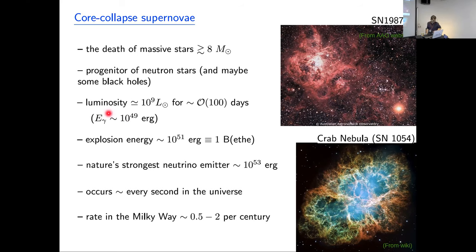And the traditional unit in our community is called one Bethe. And that is still only 1% of the total energy being emitted, and over 99% of the energy produced in such a collapse event is carried away by neutrinos. So you can consider a core collapse supernova as the nature's strongest neutrino emitter. And in terms of the occurrence frequency, roughly every second, there's one core collapse supernova happening in the whole visible universe. And the rate in our local Milky Way was estimated to be roughly 0.5 to 2 per century.